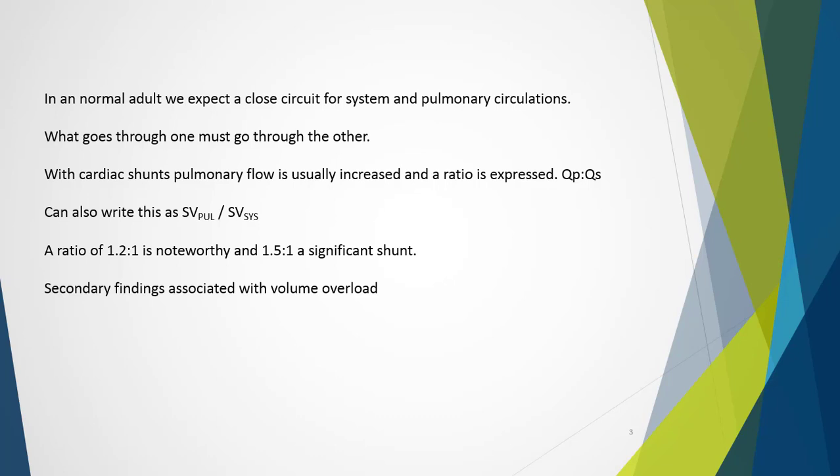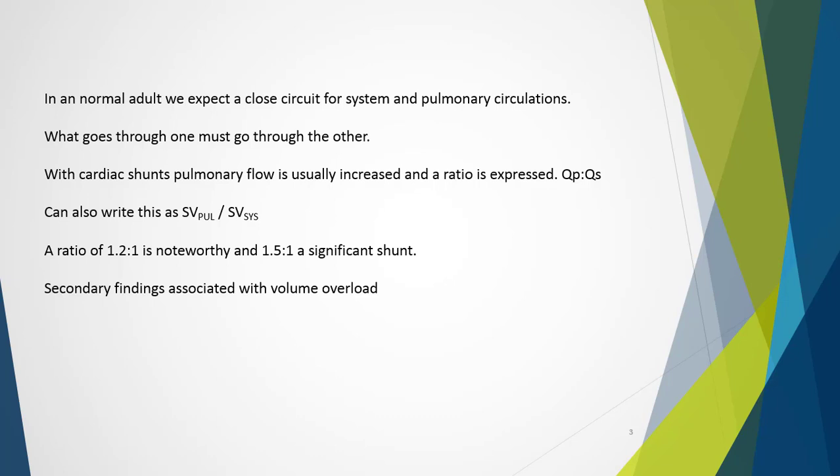In the normal individual with no shunts, we should expect that QS is equal to QP, that there is a closed circuit with the two working in series or in line. Therefore, what goes through one side of the heart must go through the other. When a cardiac shunt is present, there is an increase of volume of blood moving through either the pulmonary or systemic circuit.